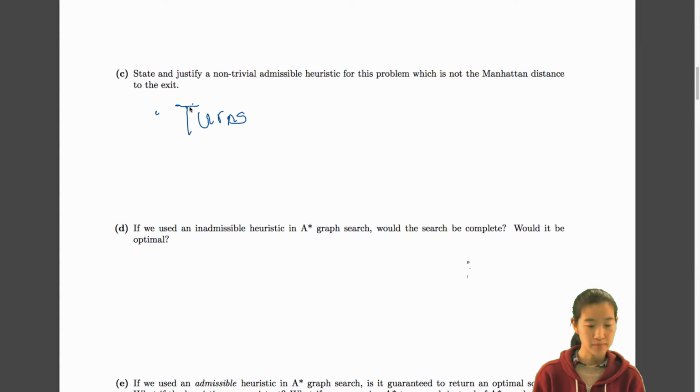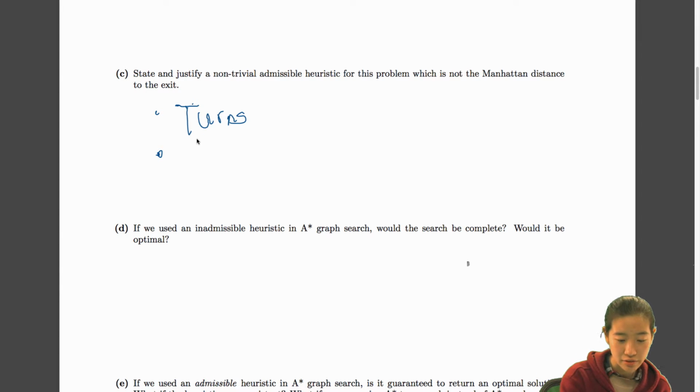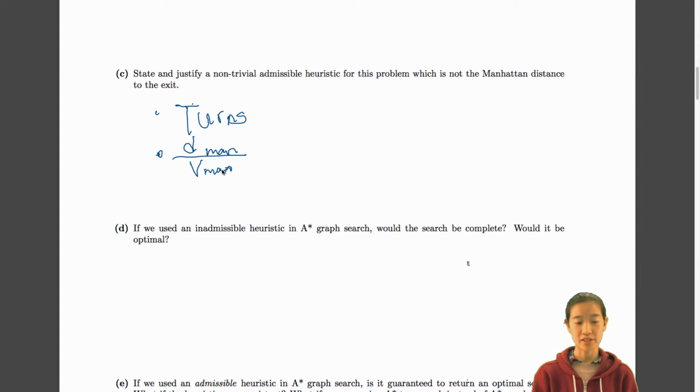Now, let's make one that's slightly better than that. For example, we had an issue with our previous heuristic, which was that it overestimated because it did not account for speed. So what can we do? We can directly account for it. We can have the Manhattan distance divided by the maximum velocity, which will always be an underestimate of the true number of time steps required to get to the goal.